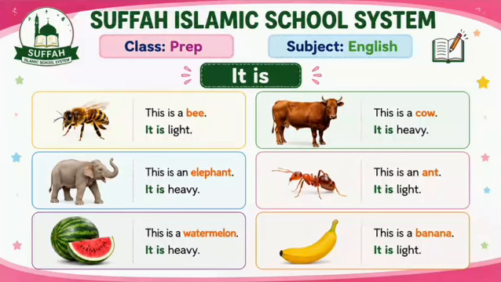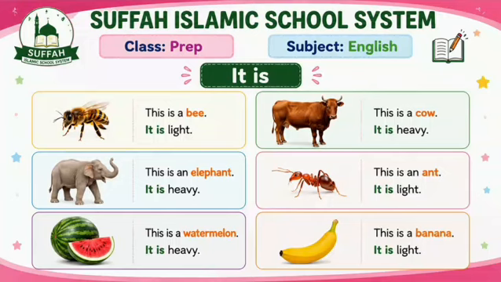It is light. Next we have an elephant. This is an elephant. It is heavy. Next is a watermelon. It is heavy. The watermelon is also heavy. This is a cow. It is heavy. So cow is also heavy.